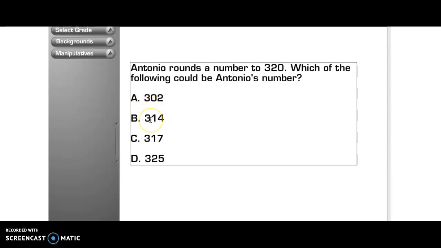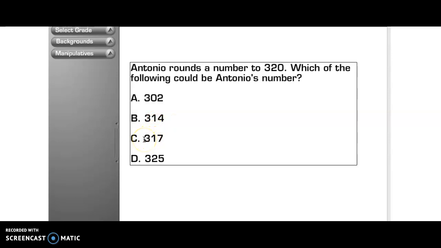Next, I'm going to look at B. If I round 314 to the nearest 10, I would be circling the 1, underlining the 4, and that would be rounded to 310. I also can't round to the nearest 100 because that would be rounded to 300, because I'd be circling the 3, underlining the 1, that's less than 5, so it would be 300.